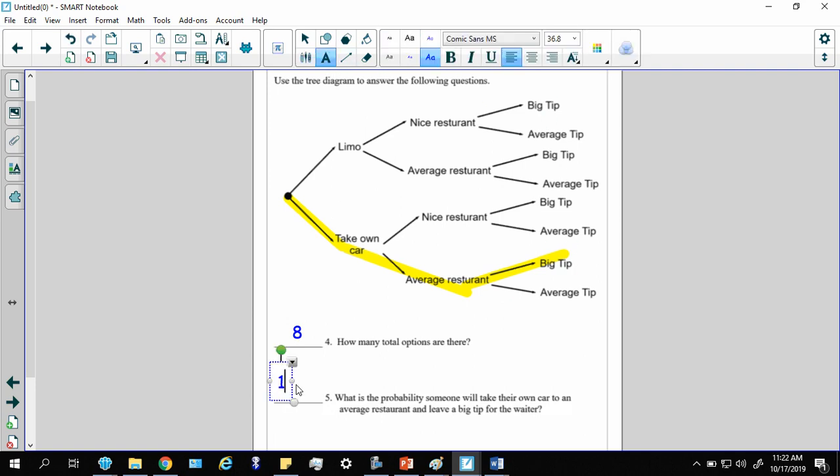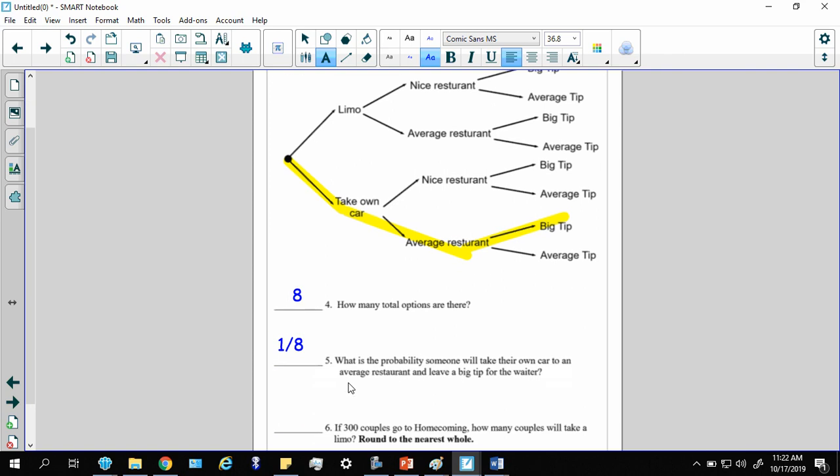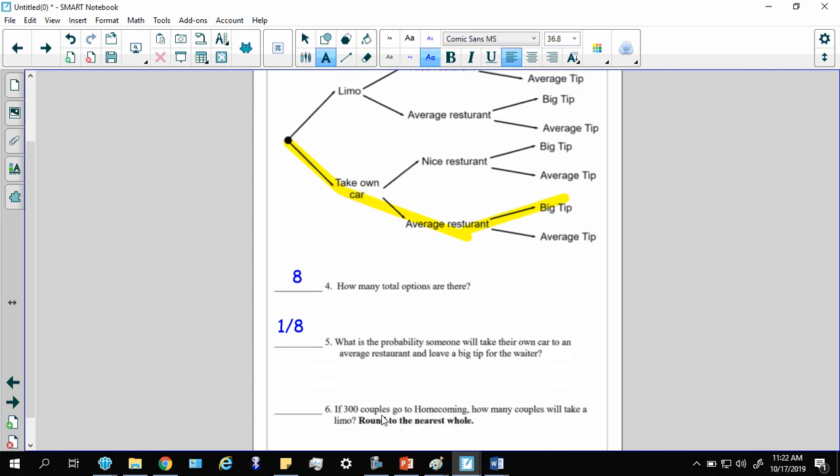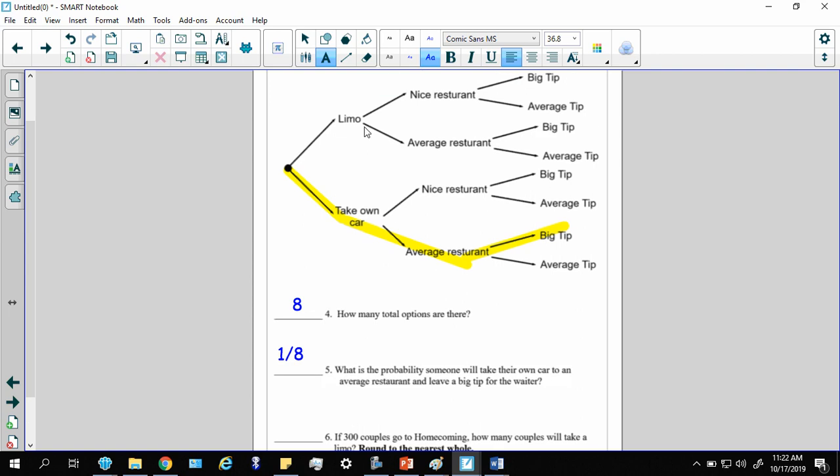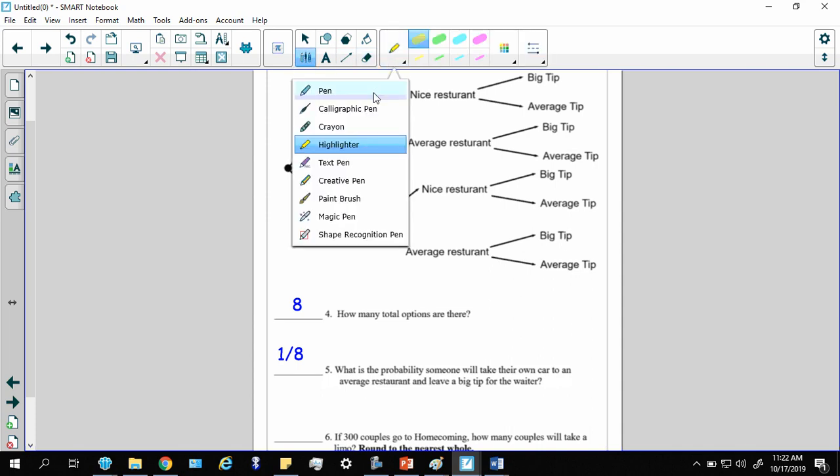So this is a 1 out of 8 probability. Now, if 300 couples go to homecoming, how many couples will take a limo? All right. Now, this is an instance where you're not using the entire tree here. You're only using half of it. In fact, you're using a third of it actually.